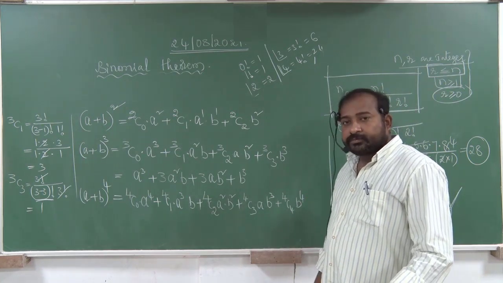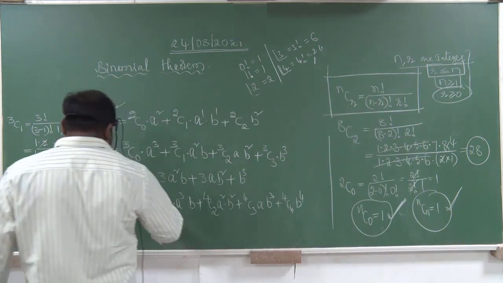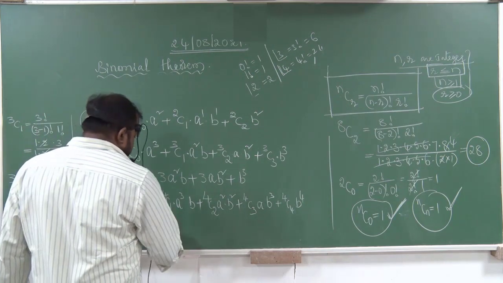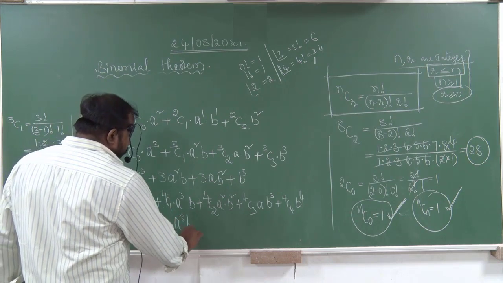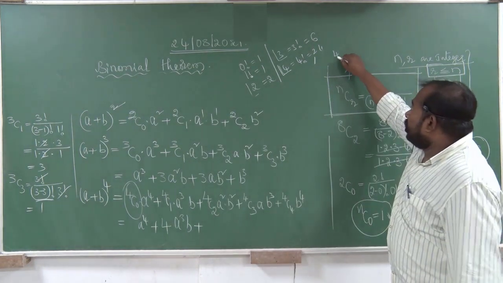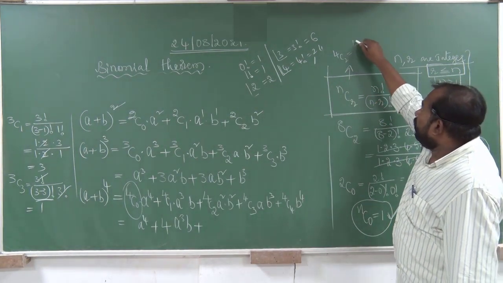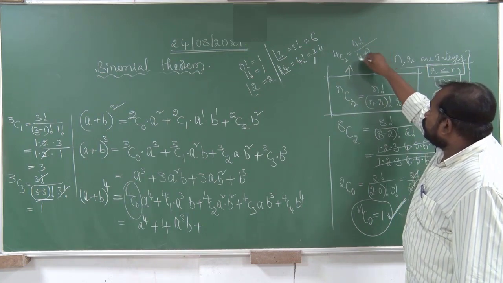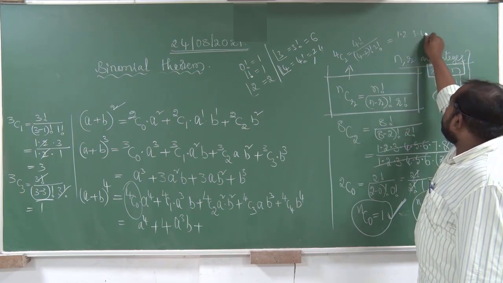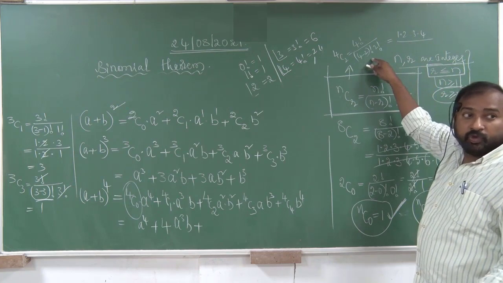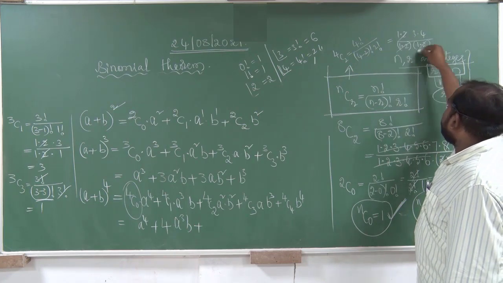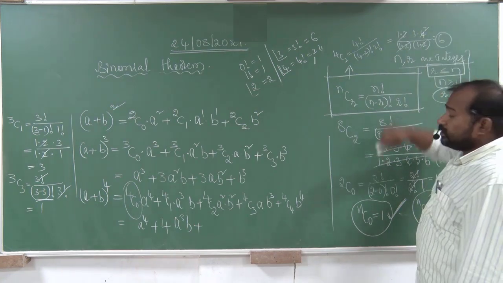Now let's calculate the values. 4C0 value is 1, so you get a power 4. Then 4C1 means 4 only, so you get 4 a cube b, plus 4C2. Calculate the 4C2 value according to the nCr formula. 4C2 is equal to 4 factorial by (4 minus 2) factorial into 2 factorial. 4 factorial means 1 2 3 4, by 4 minus 2, 2 factorial means 1 into 2, and again 2 factorial means 1 into 2. These two get cancelled, and 2 times 3 is equal to 6.